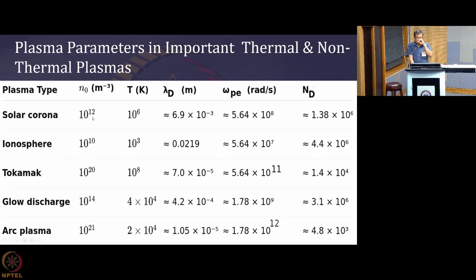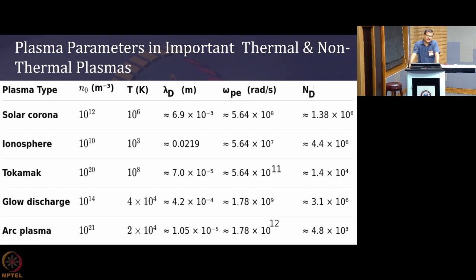You see that solar corona is 10 to the 12 per meter cube, and in tokamak fusion reactor you are getting 10 to the 20 per meter cube, and glow discharge 10 to the 14, arc you are getting 10 to the 21, ionosphere is the least one, it is 10 to the 10 per meter cube. Temperature in Kelvin, so solar corona it is 10 to the 6, ionosphere 10 to the 3, then tokamak 10 to the 8, glow discharge you are getting this, and arc plasma you are getting 10 to the 4. So these are electron temperatures that I am listing over here.